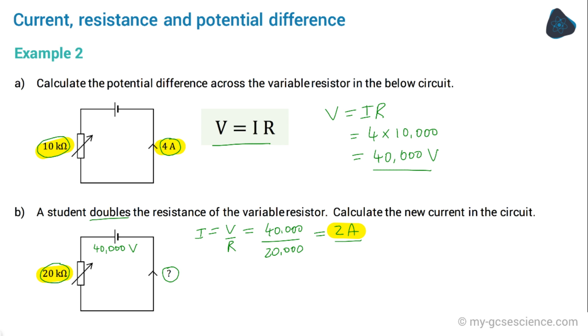In other words, this act of doubling the resistance caused the current to halve. Now there's a special mathematical term we use for this relationship. We say that current and resistance are inversely proportional to one another. In other words, as you increase the resistance of part of a circuit, you decrease the current through it. In this example, we doubled the resistance of the circuit, so that halved the current through it. Trebling the resistance would have decreased the current by a factor of 3, and so on.